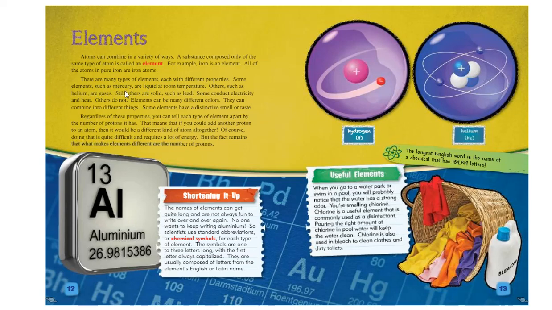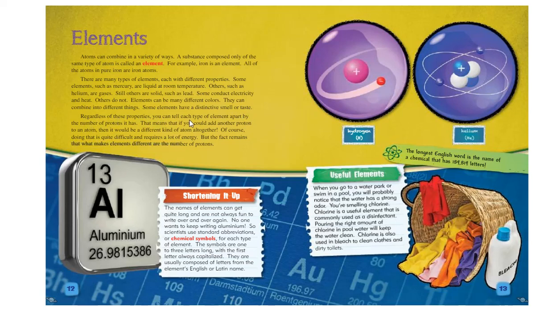Mercury is a liquid that they used to use in old thermometers. Others, such as helium, are gases. Helium, what they use to fill up our birthday balloons. Still others are solids, such as lead. Some conduct electricity and heat, others do not. Elements can be many different colors. They can combine into different things. Some elements have a distinctive smell or taste.